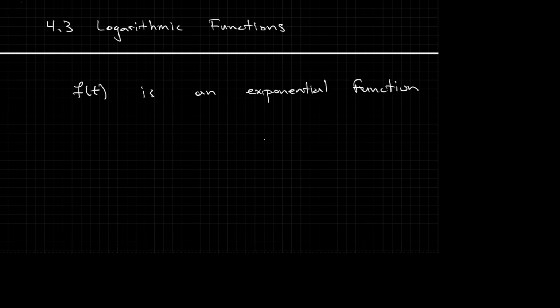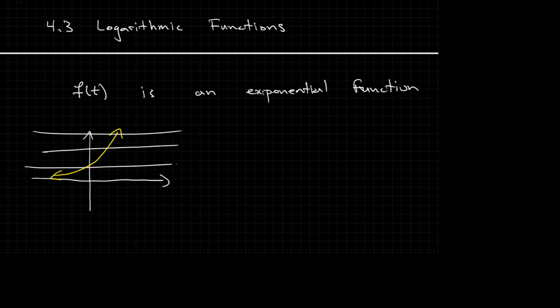Now, because f of t is an exponential function, we can visualize the shape of its graph. Let's just for a moment assume that it's exponential growth. Then the shape of the graph will be something like this, and it may be steeper or shallower depending on the specifics of the particular exponential function, but its shape looks something like this. And if you notice, this graph passes the horizontal line test. That is, every single horizontal line that you draw intersects the graph at most once, which means it has an inverse function.